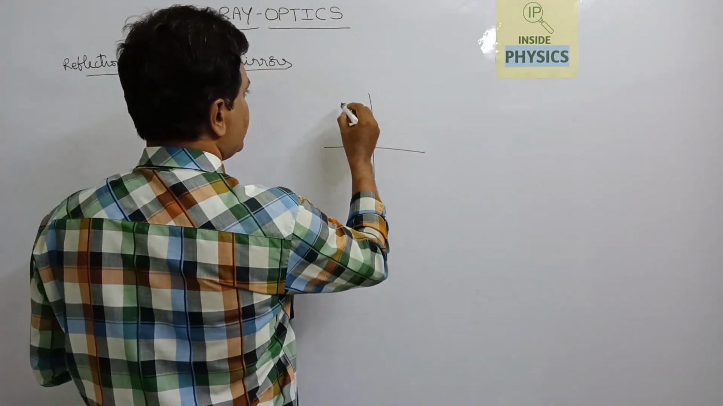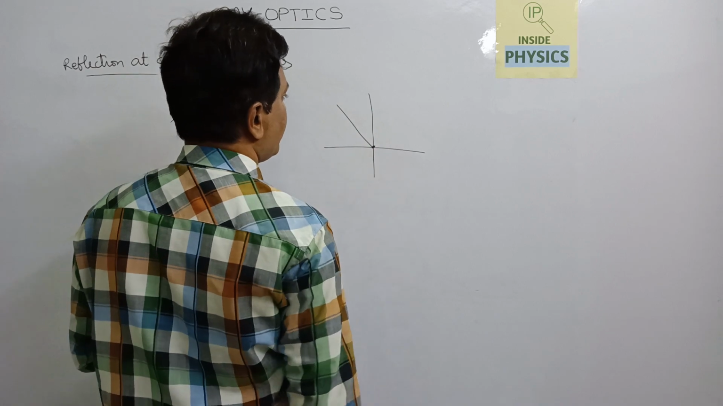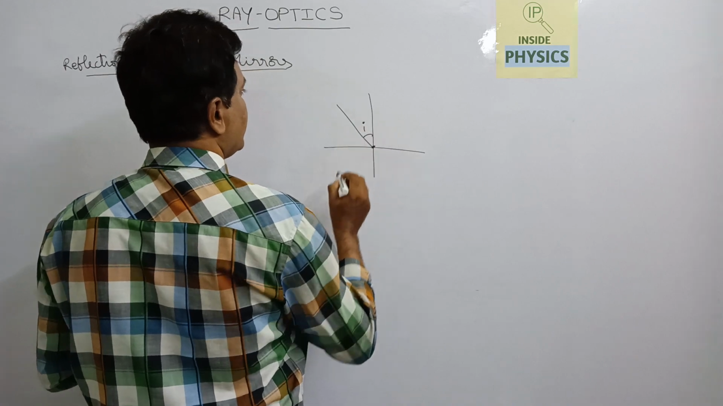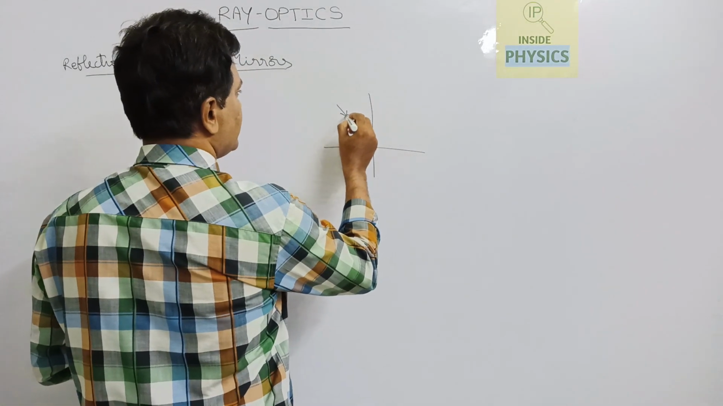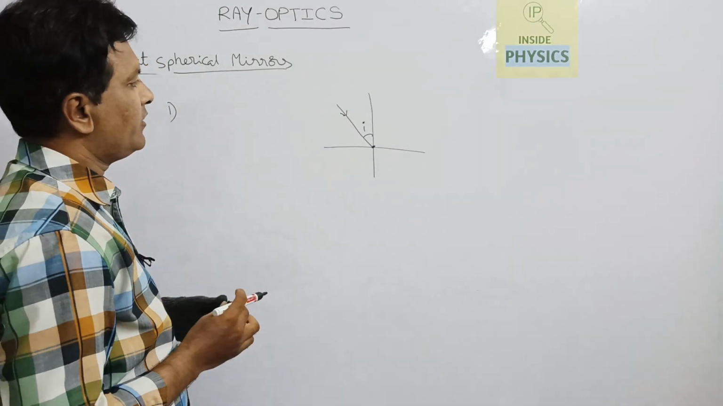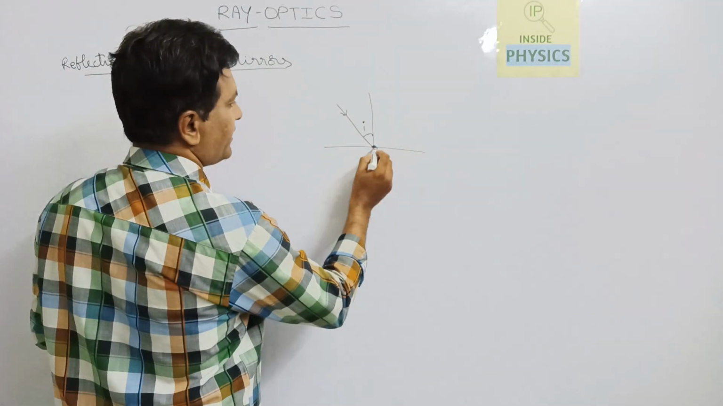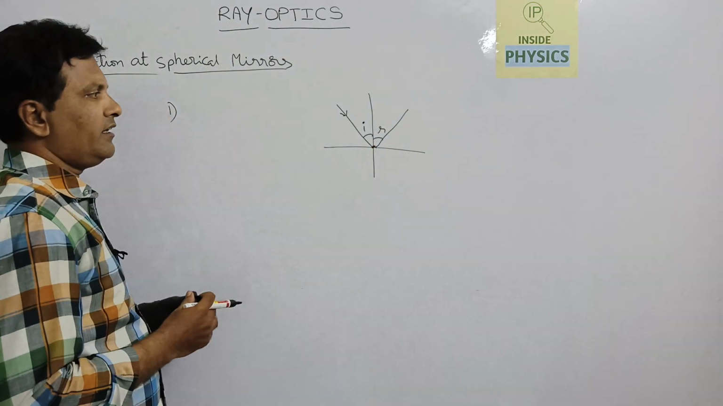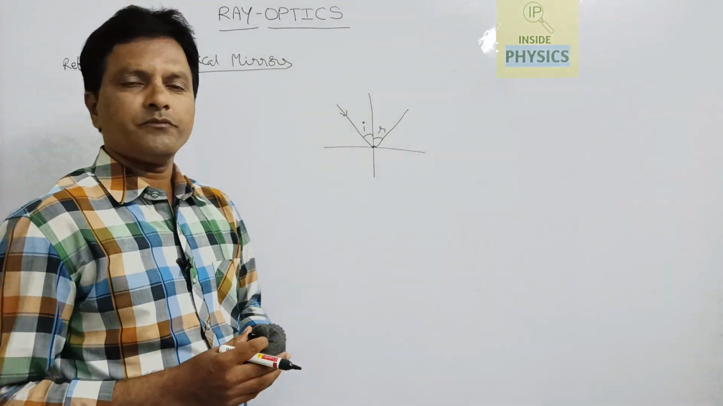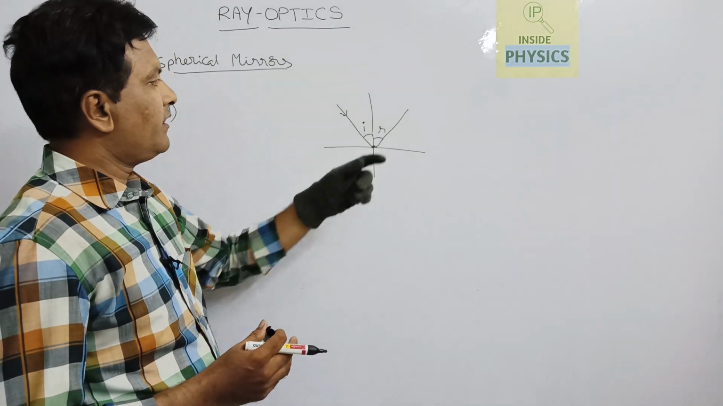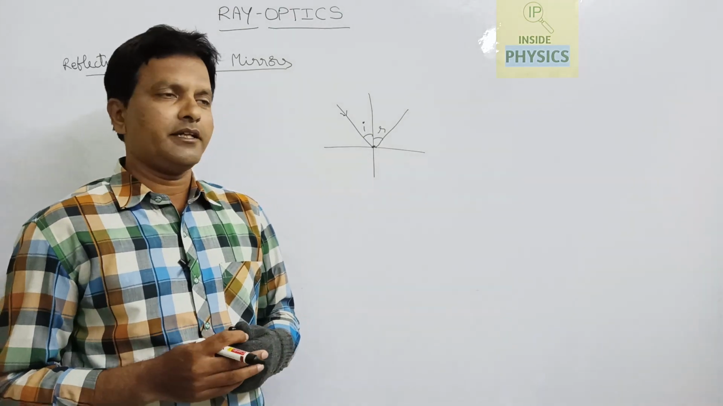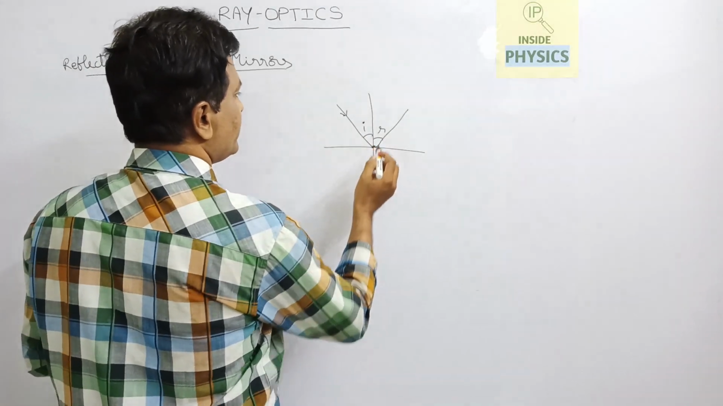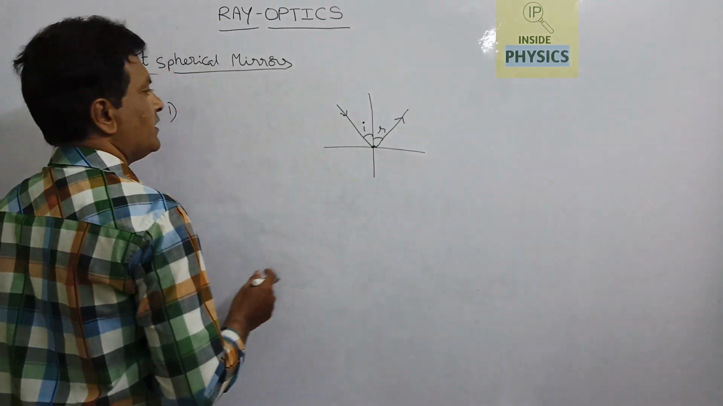Whenever there is a light ray incident at the interface of two mediums, if we consider this as the incident ray, and i is the angle of incidence, the reflected ray will also have the same angle as i. So the incident ray and the reflected ray have the same angle of incidence and reflection. How do we measure the angle of incidence and angle of reflection?